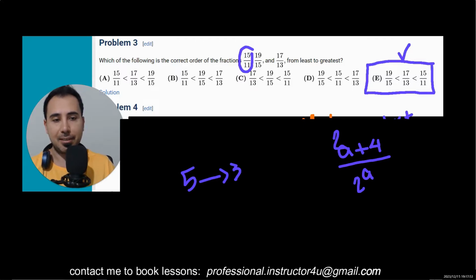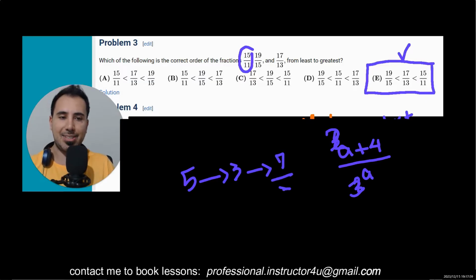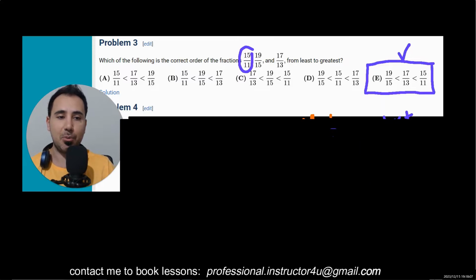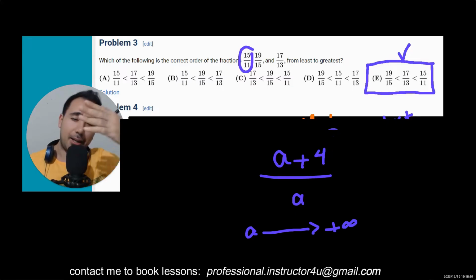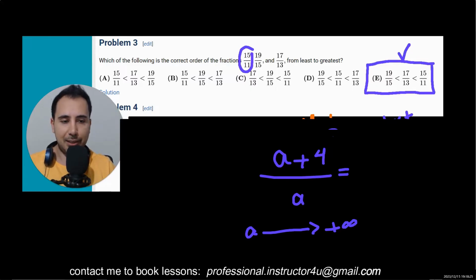Now, instead of 2, if I put 3, what happens? It's going to be 7 over 3. You would see that as a is increasing, this will get smaller and smaller. And what is the greatest number you know? If we have a plus 4 over a, and imagine a is infinitely large, 9999999 forever, what happens here? The answer would be close to 1. When a is extremely large, this fraction turns into 1.